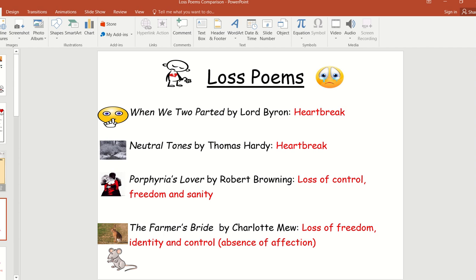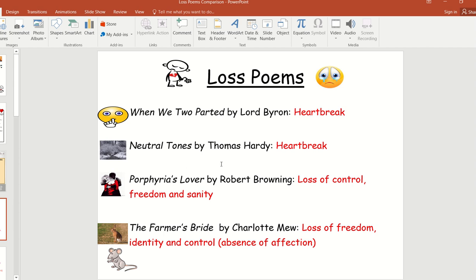Neutral Tones, very similar, also explores heartbreak, and this is written by Thomas Hardy. And in this poem, and again, similar to When We Two Parted, Hardy's thinking about and reflecting on a relationship ending in the past, and then he comments on how even though lots of time has passed, that heartbreak is still intense, and he cannot let go, and he cannot move past that painful experience.